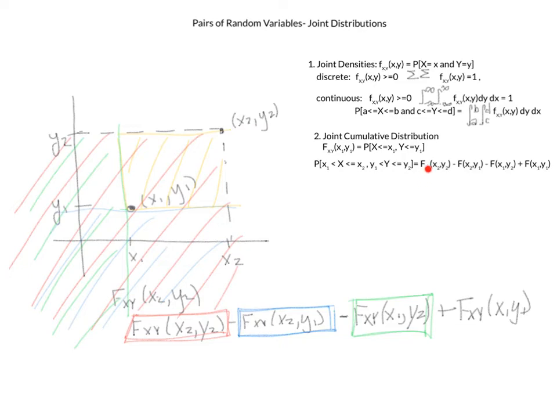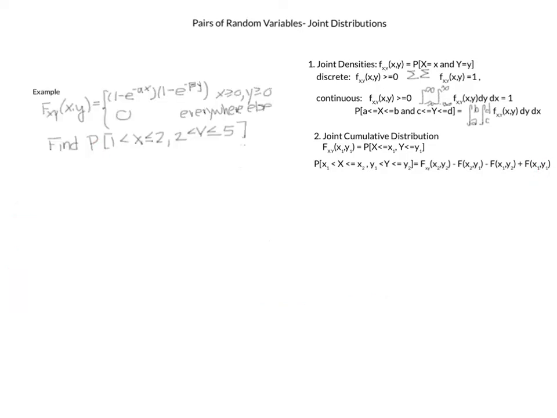I have f of xy at x2, y2 minus f of xy at x2, y1 minus f of xy at x1, y2, and then I need to add back my f of xy at x1, y1.